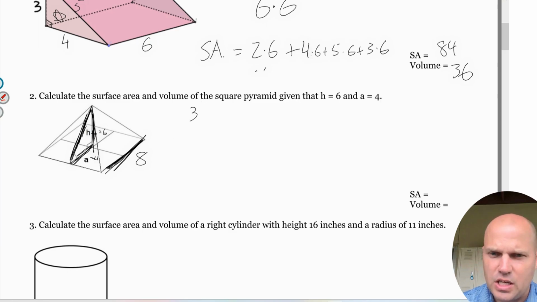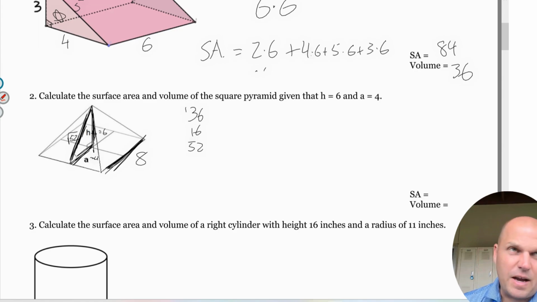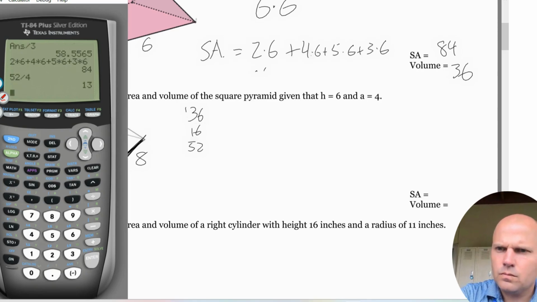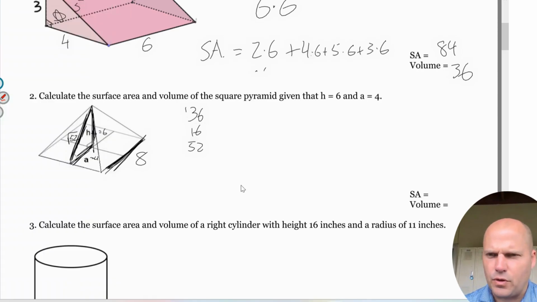36 plus 16. a squared plus b squared equals c squared. That's 52, so this is root 52. I'm not going to simplify it, but we could. 52 divided by 4, so this is root 4 times root 13, just 2 root 13.